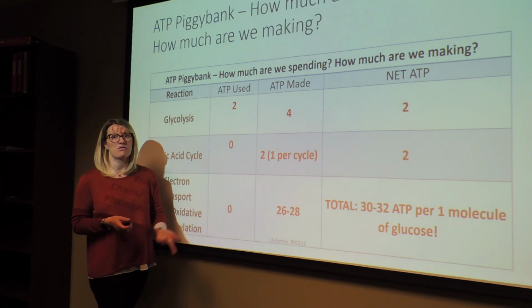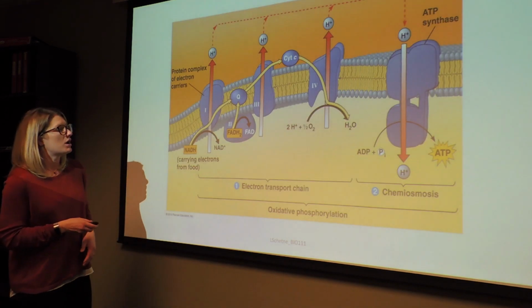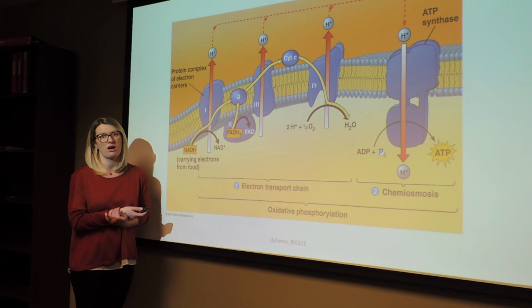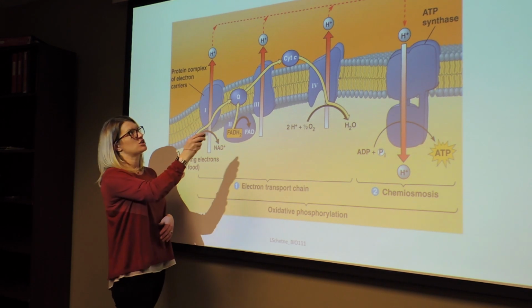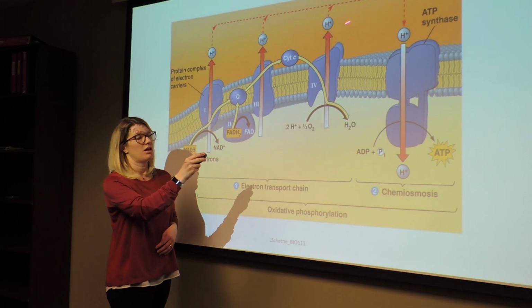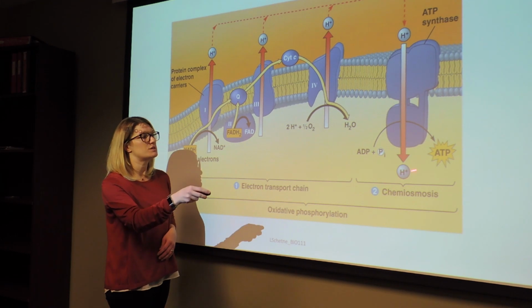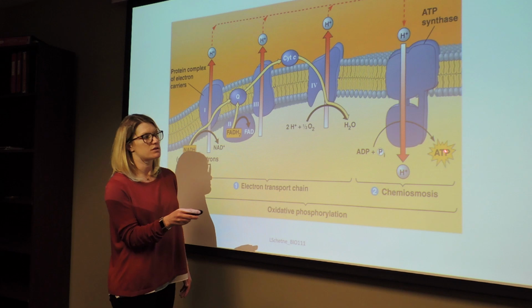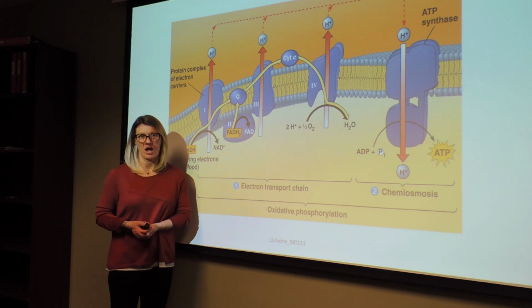So that is oxidative phosphorylation. We are using oxidation. We are oxidizing our original electron carriers. That oxidation allows us to build a proton gradient, and that proton gradient can be used to phosphorylate or add a phosphate to ADP so that we can create adenosine triphosphate.